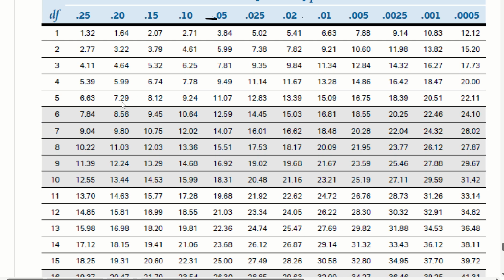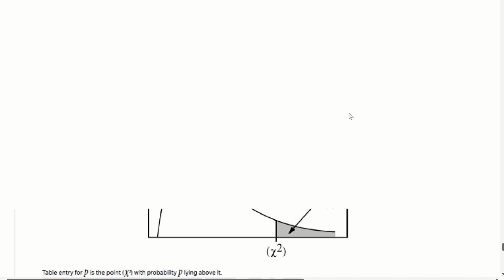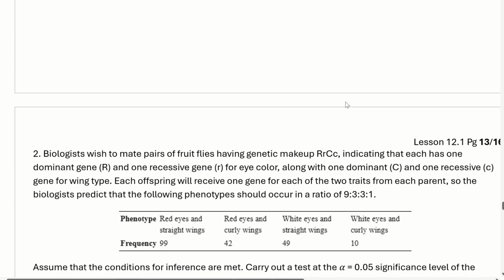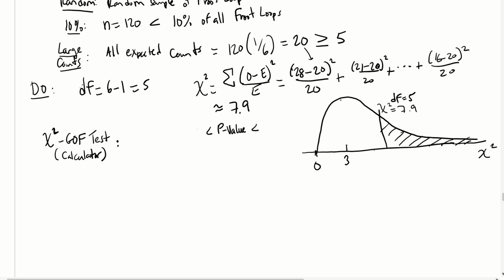So 7.9 is between these two, and so the p-value is between 0.15 and 0.20. So it's a pretty high p-value, between 0.15 and 0.20. That's table C.